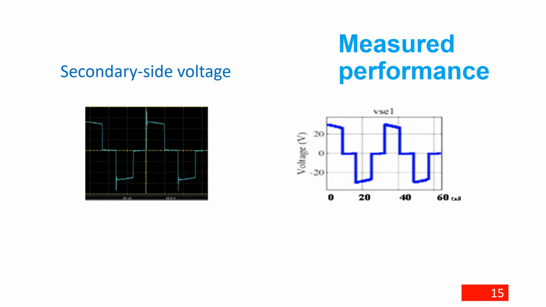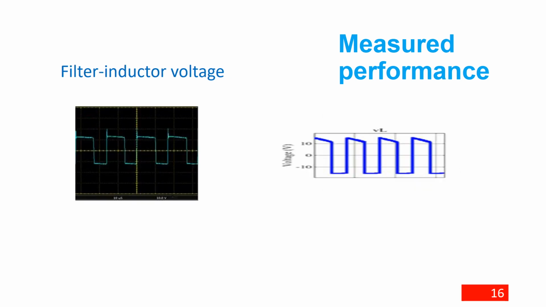The identical measured and simulated secondary voltage waveforms confirm the analysis presented earlier. Finally, the inductor voltage waveform agrees in general with the simulation results. However, it has a non-zero average due to the parasitic resistance that has been neglected in simulation.